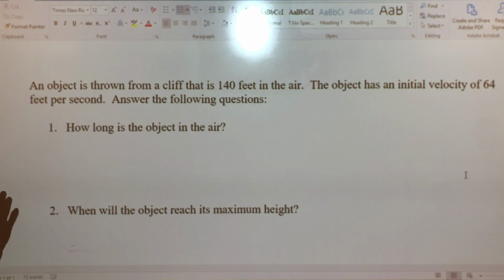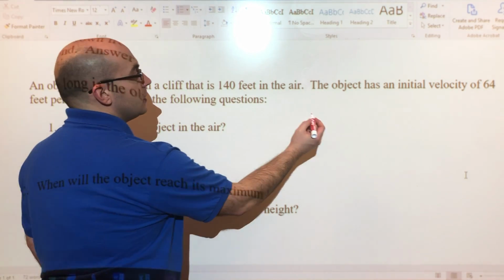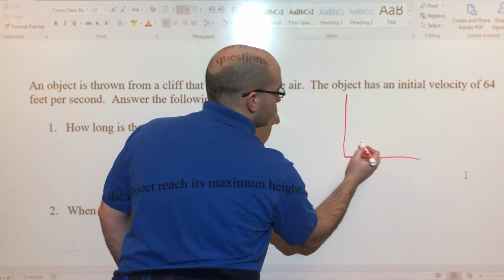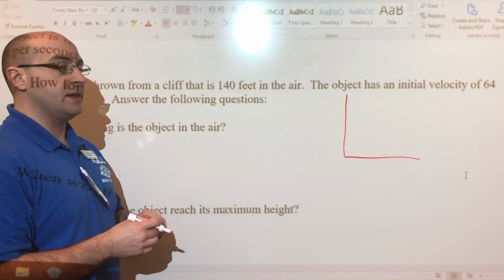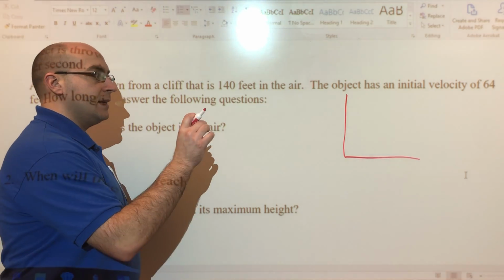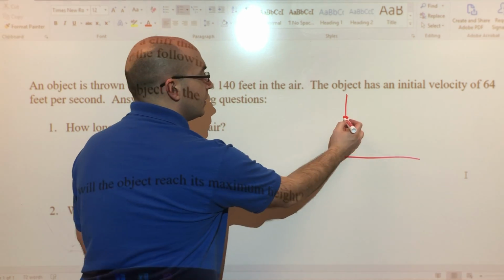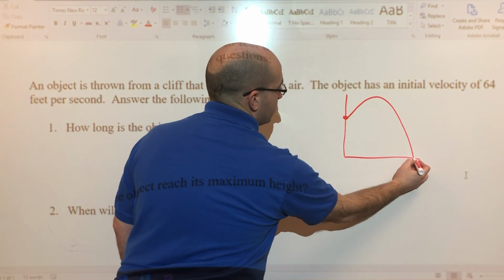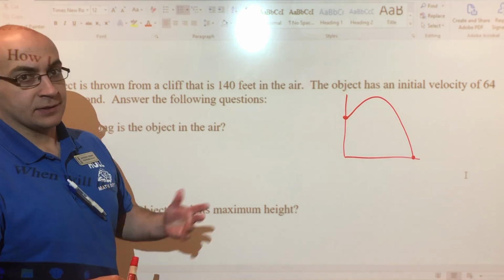Okay, so let's draw our little diagram because the diagram is going to help us understand what we're trying to find here. So my quadratic function, now it says that it was thrown from a cliff that's 140 feet in the air. So that should tell you right away that it's not going to be thrown from ground level, obviously. So it's going to be thrown from somewhere above here. And since we know that we're talking about projectile motion and it's going to be a quadratic in nature, parabolic in nature, it's going to have that shape.